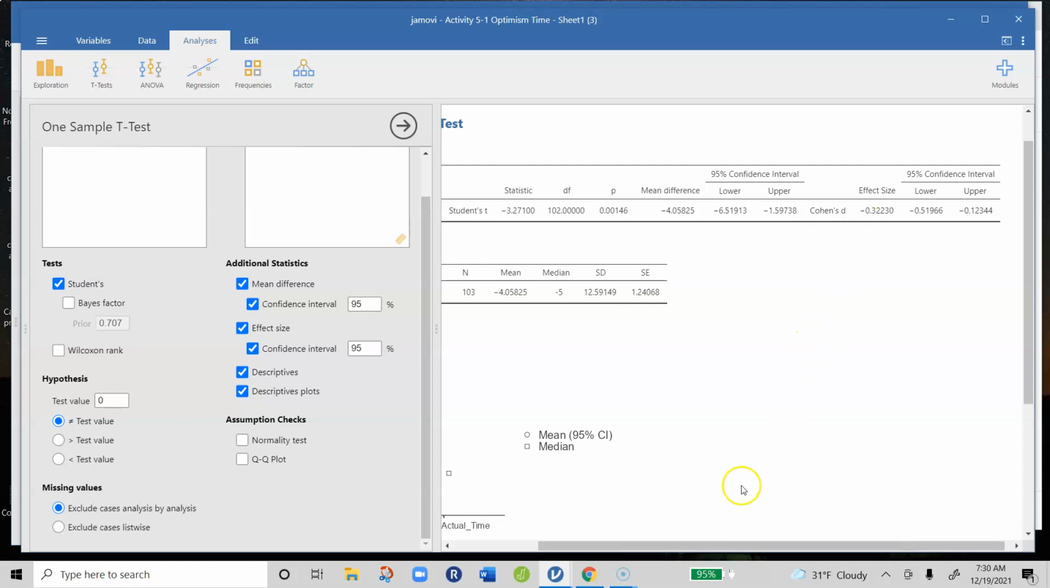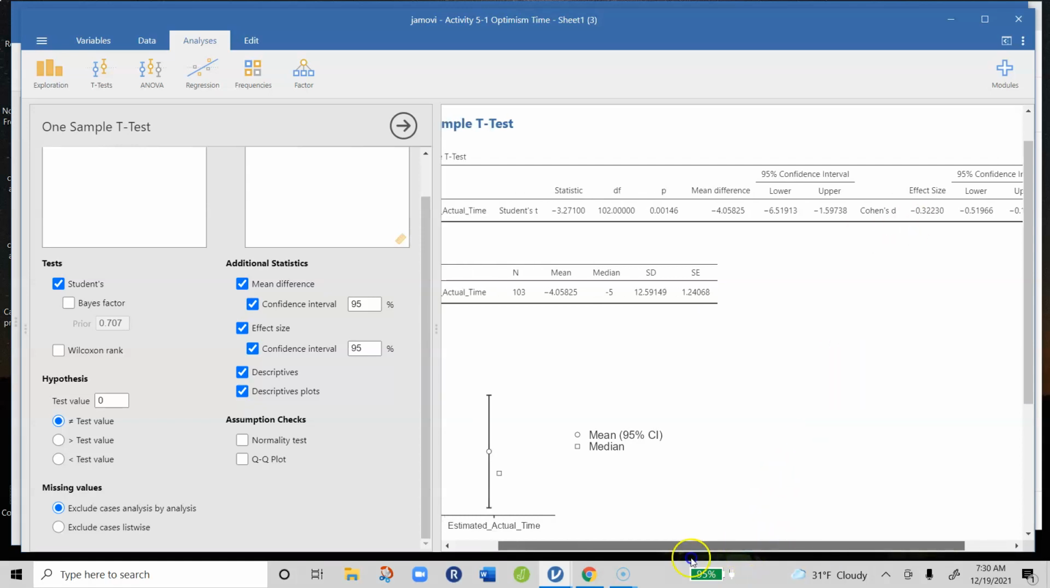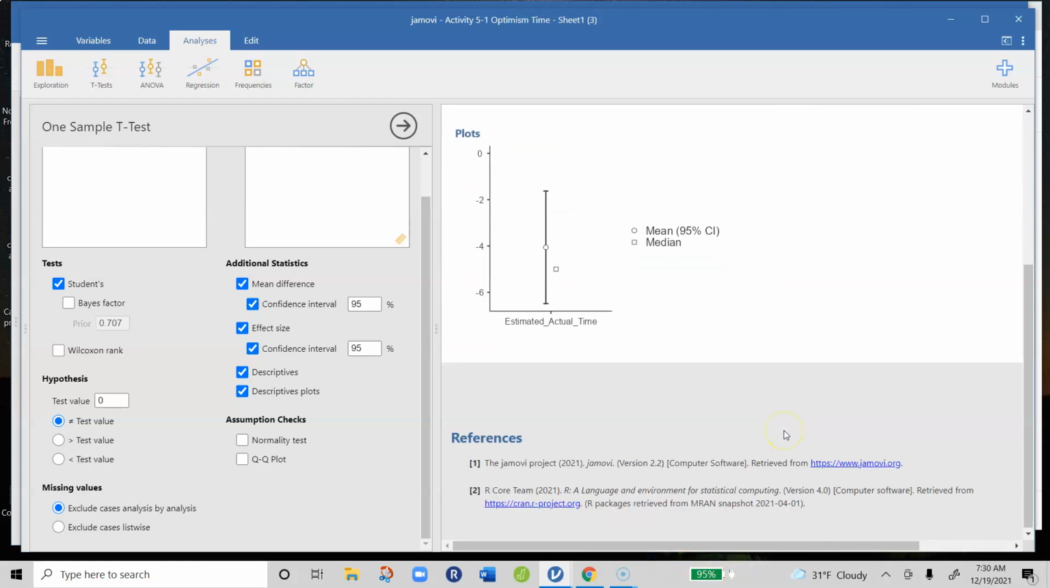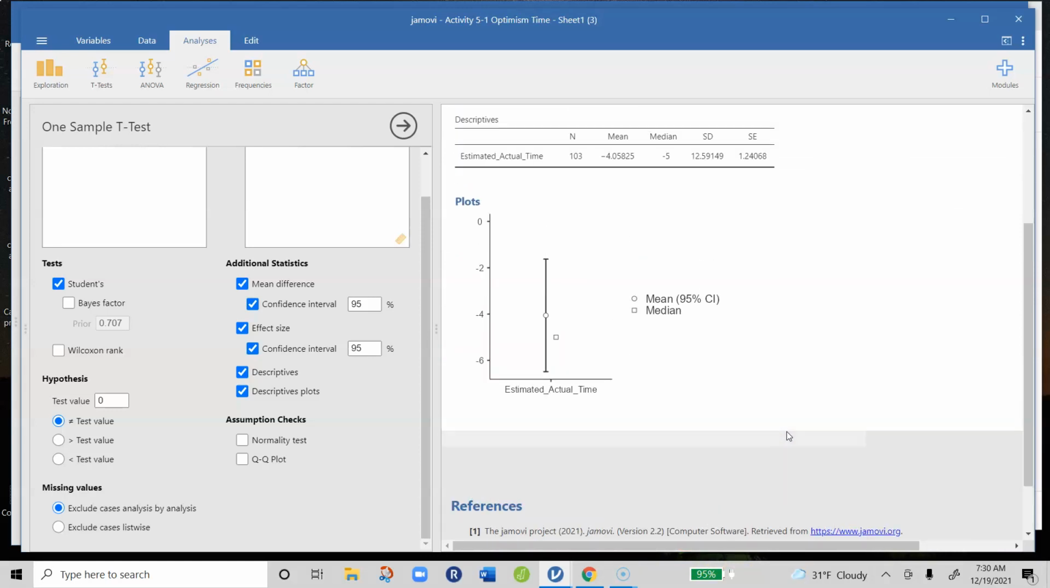Okay. Down below, you'll see that you also have generated a graph, a plot of the data. Okay. And so it has the mean and the median plotted for you here on the box plot. Okay. And that is all you're going to need to analyze the data for this activity.